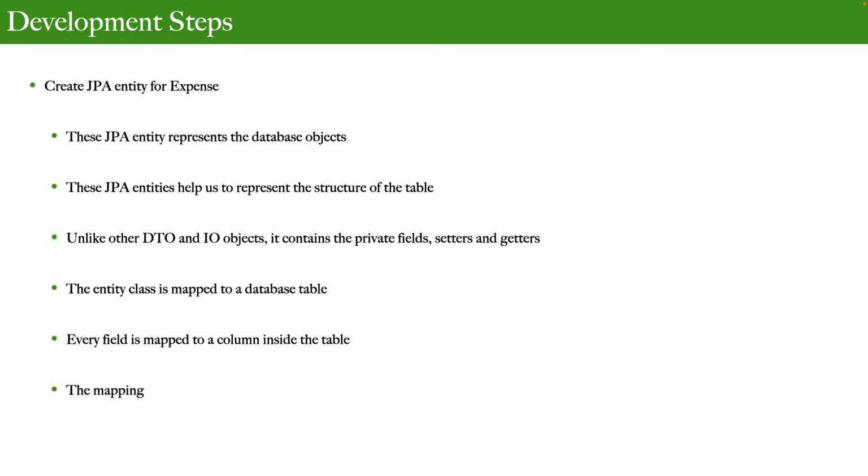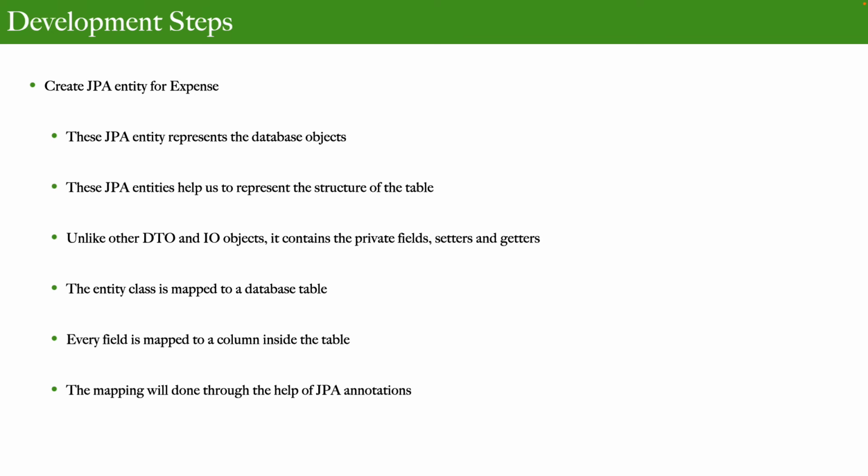The next step is to create the JPA entity for expense. These JPA entities represent the database objects, and they help us to represent the structure of the table. If you are defining the JPA entity, it means that we are defining the structure of the table through the Java class. Unlike other DTO and IO objects, these entity objects also contain the private fields, setters, getters, toString, hashcode, equals method. The entity class is mapped to a database table.